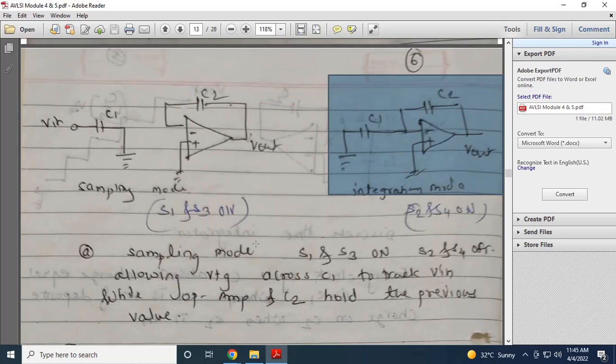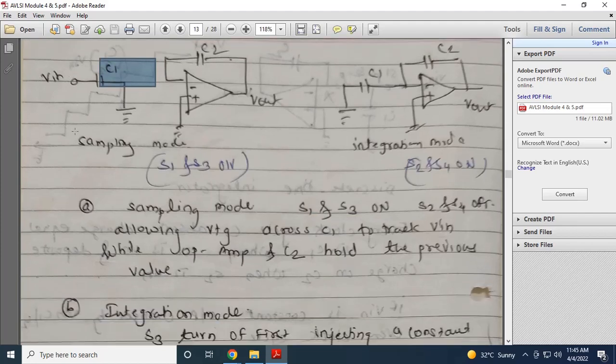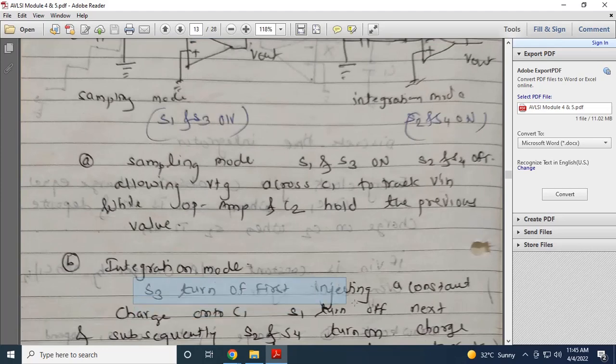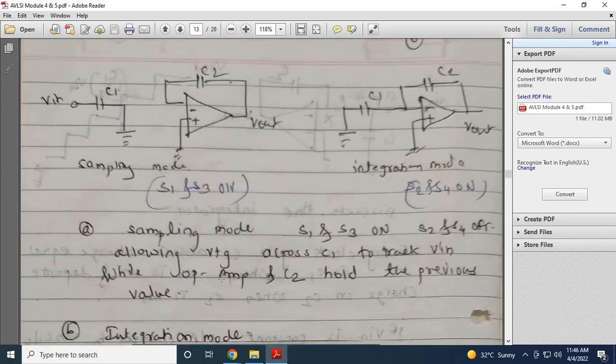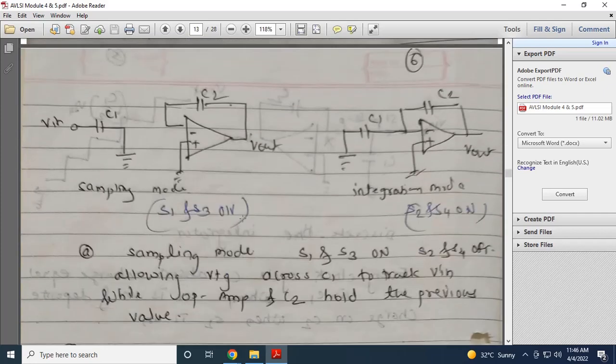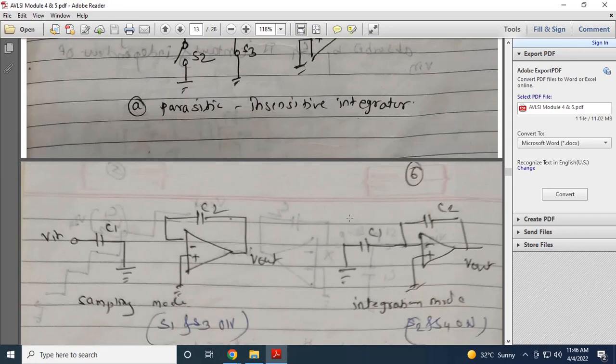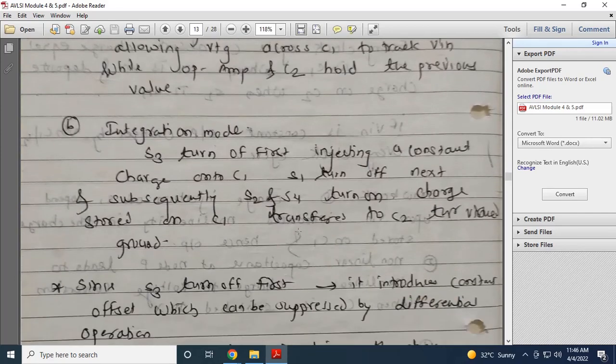In sampling mode, switches S1 and S3 are turned on, and switches S2 and S4 are turned off, which allows the voltage across C1 to track the input signal, while C2 holds the previous value. In integration mode, switch S3 will turn off first. It will inject a constant charge on C1. Then switch S1 will turn off. After that, switches S3, S2 and S4 will turn on. So the charge stored on C1 will transfer to C2, and that will perform the integration operation.